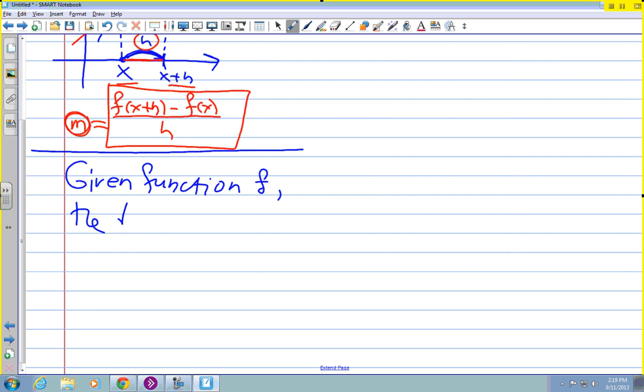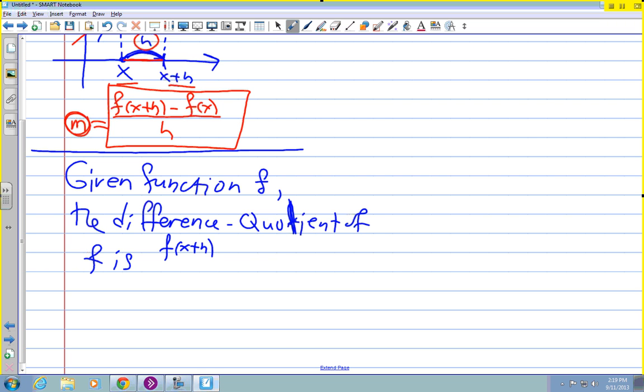the difference quotient of f is f of x plus h minus f of x, all over h. And when do we use that? If you are asked to compute the difference quotient of a function, then you know they're talking about that. And I'll do examples.